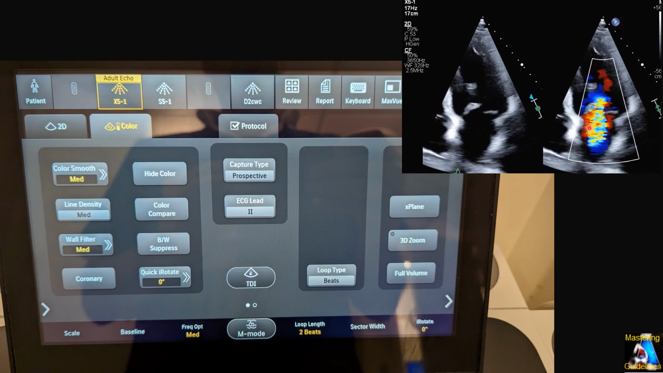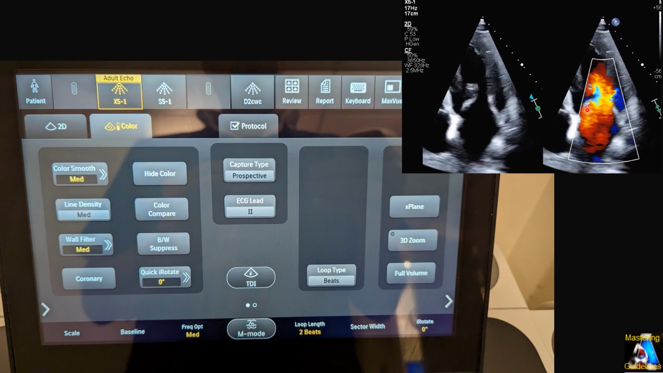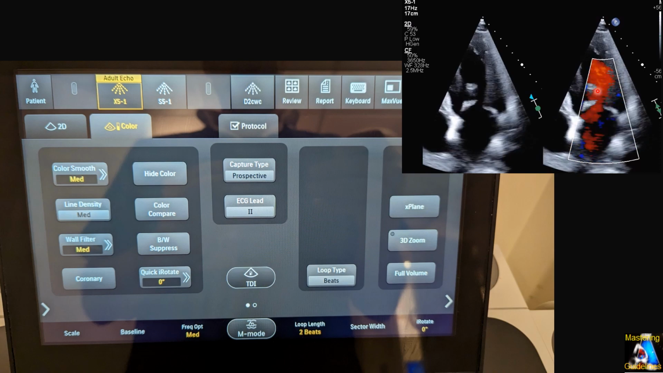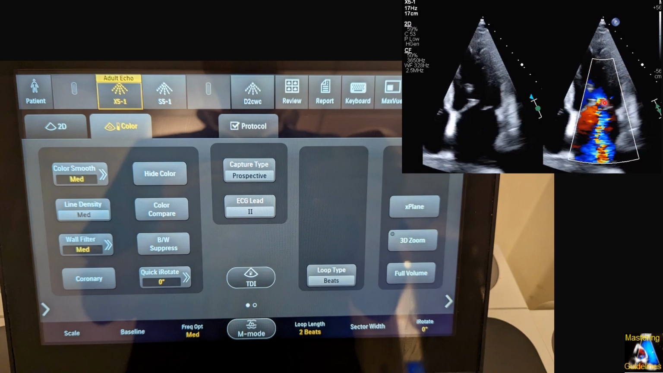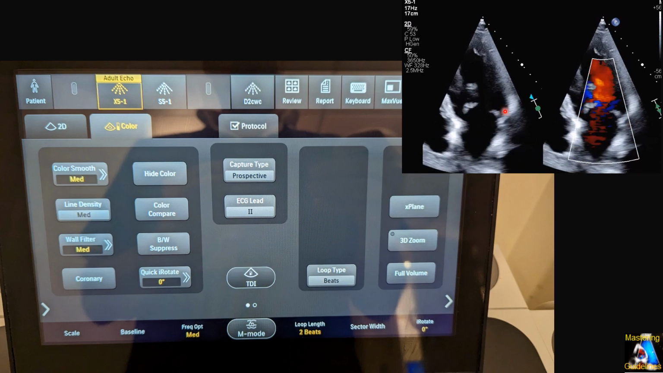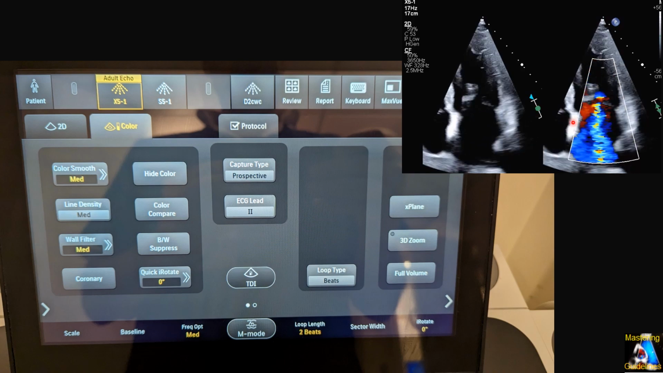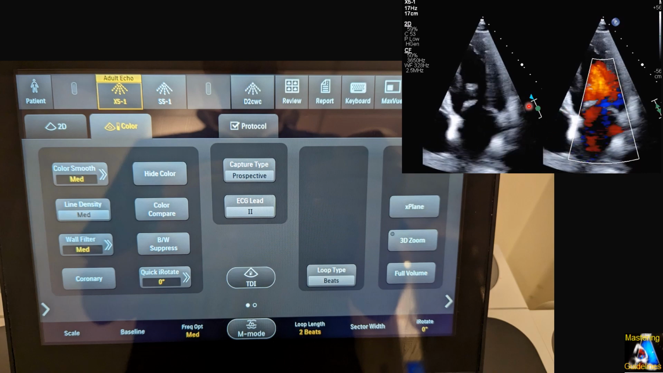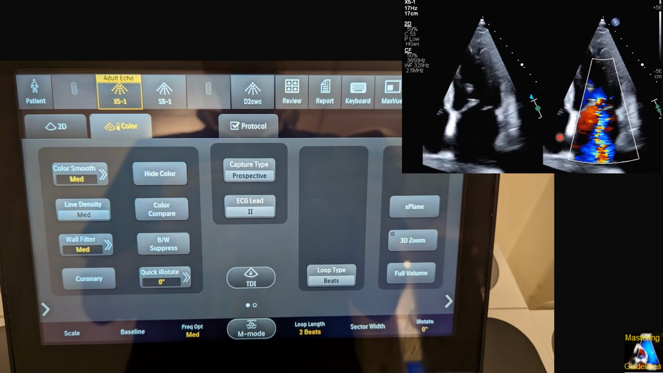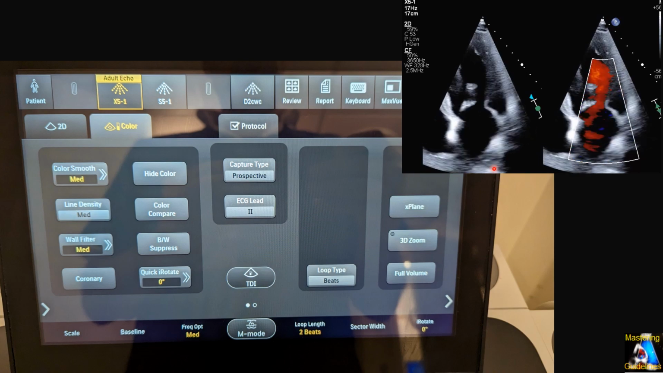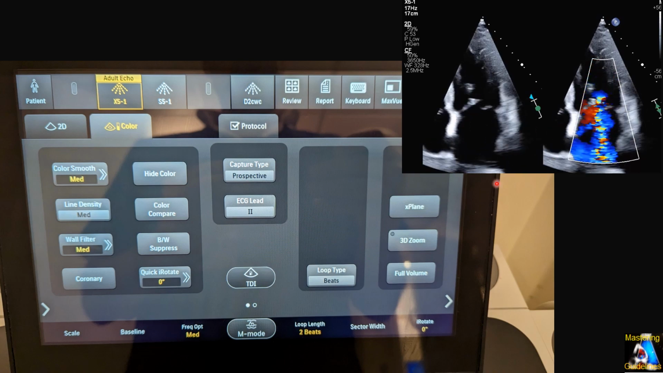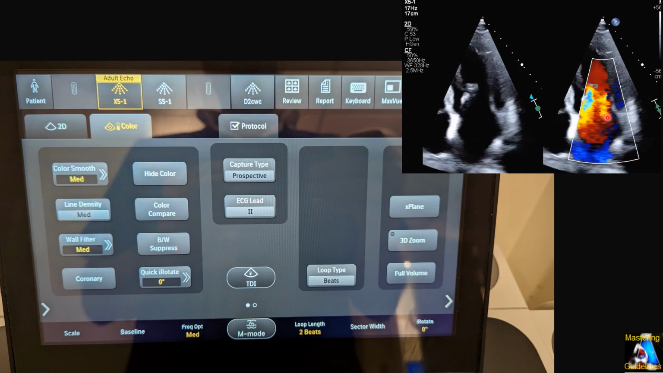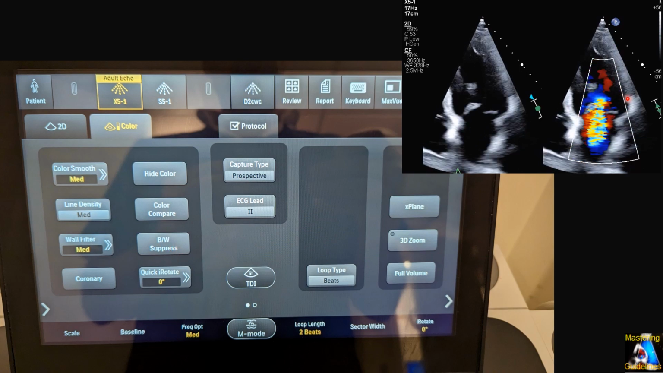Besides that, we can use this one, especially in PISA, for detecting exactly where the base of our isovolumetric area, the head of the jet, is. We can compare 2D with color and then measure our radius. Just remember, we have to decrease the sector width to increase frame rate in those cases with color compare. Black and white suppression just decreases or increases the echogenicity of the 2D.